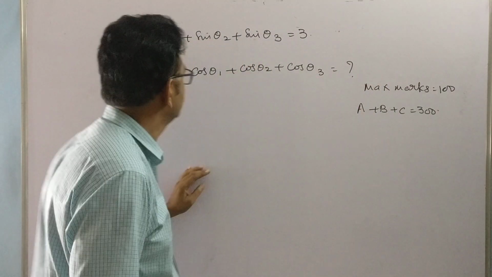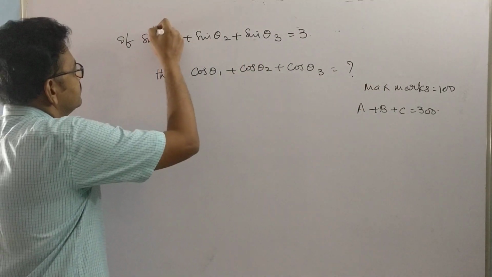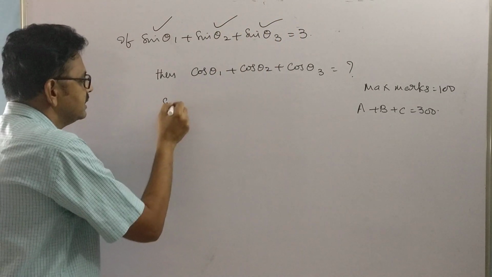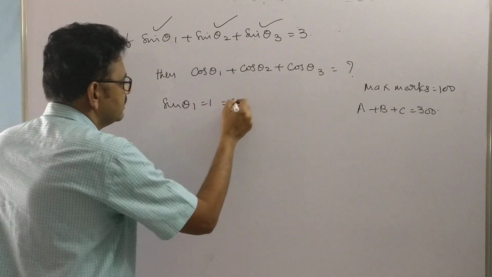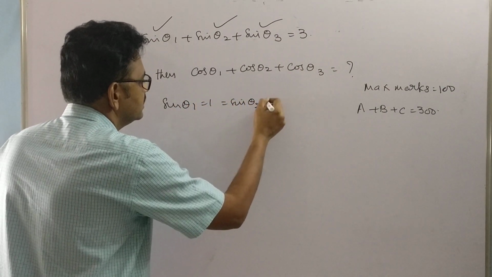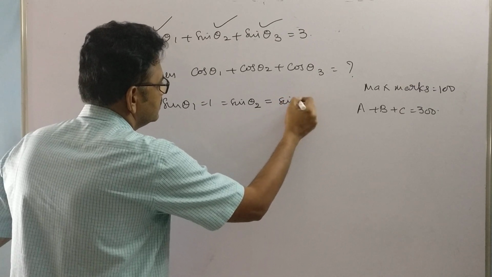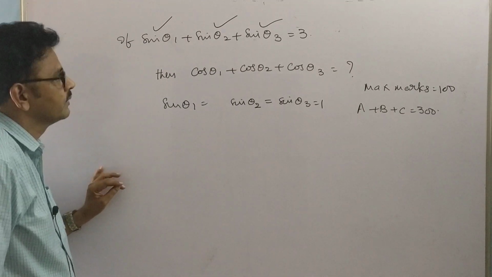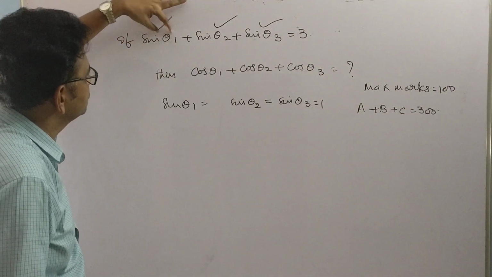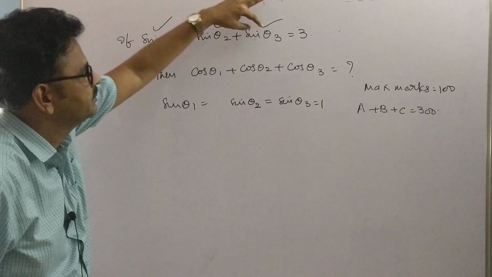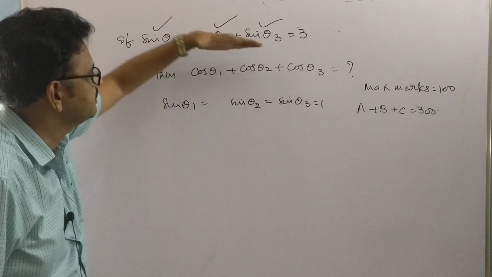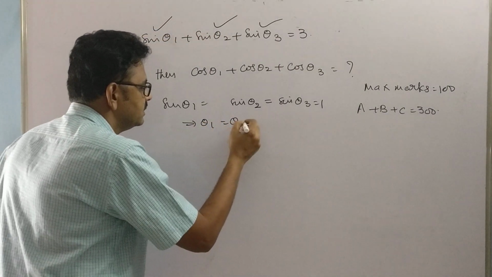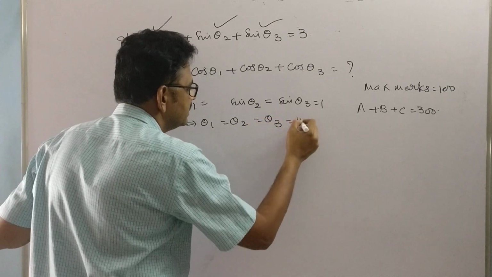Like this also, the maximum of sine is 1. So it is compulsory that sin theta 1 is equal to 1, sin theta 2 is also 1, and this is also equal to 1. So only 1 is possible. It is not possible that one got 2 marks, one got 1 mark, and this person got 0 marks, because the range of the sine function is minus 1 to 1. This implies theta 1 equals theta 2 equals theta 3 equals 90 degrees.